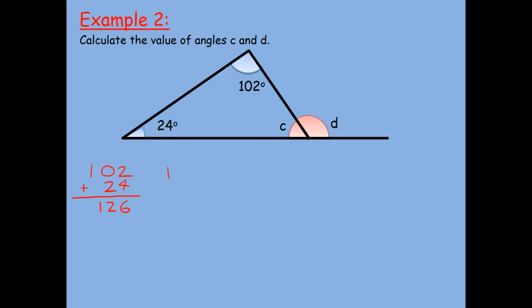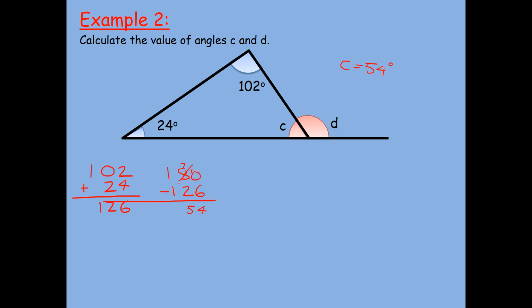So we're going to then have 180, take away 126. So 0 take away 6 can't do, so I'm going to borrow again. 10 take away 6 is 4. 7 take away 2 is 5. 1 take away 1 is 0. So we've got C. We'll put that up here to make it nice and clear. C is equal to 54 degrees.